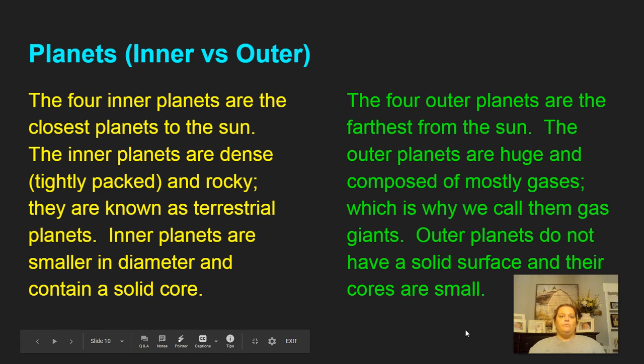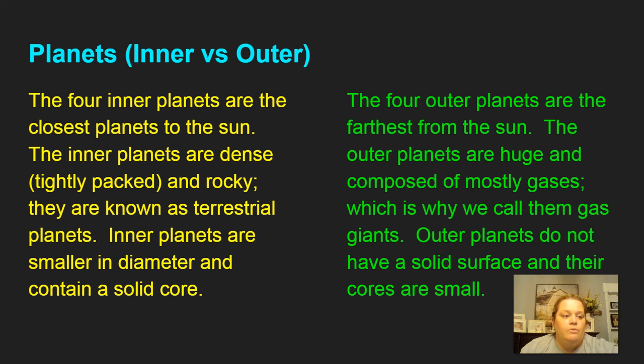Okay, with our planets, we are put into two categories. It's either an inner planet or it's an outer planet. And the planets are actually separated, the inner and outer, by the asteroid belt. So it's a pretty good divider there. The four inner planets are the closest planets to the sun. The inner planets are dense, which means they're tightly packed in, and they're rocky. These planets are known as the terrestrial planets. The inner planets are very small in diameter. That means across, they're very small.